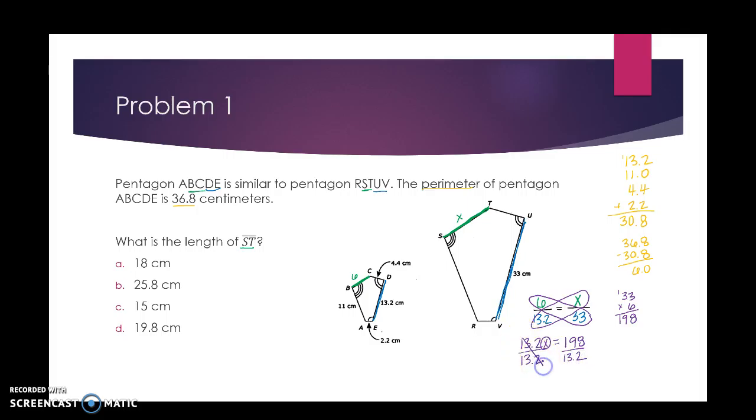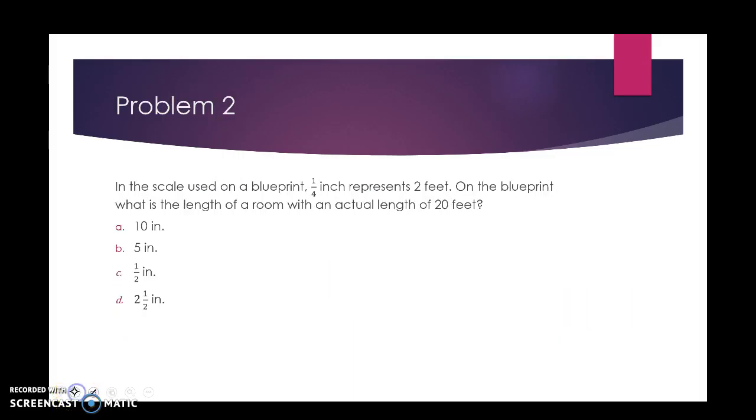Alright guys, do that division on your own, hit pause. Okay, so once I work out my division, I find my answer from 198 divided by 13.2 is 15. So 15 is that missing dimension for segment ST. So my answer is C.